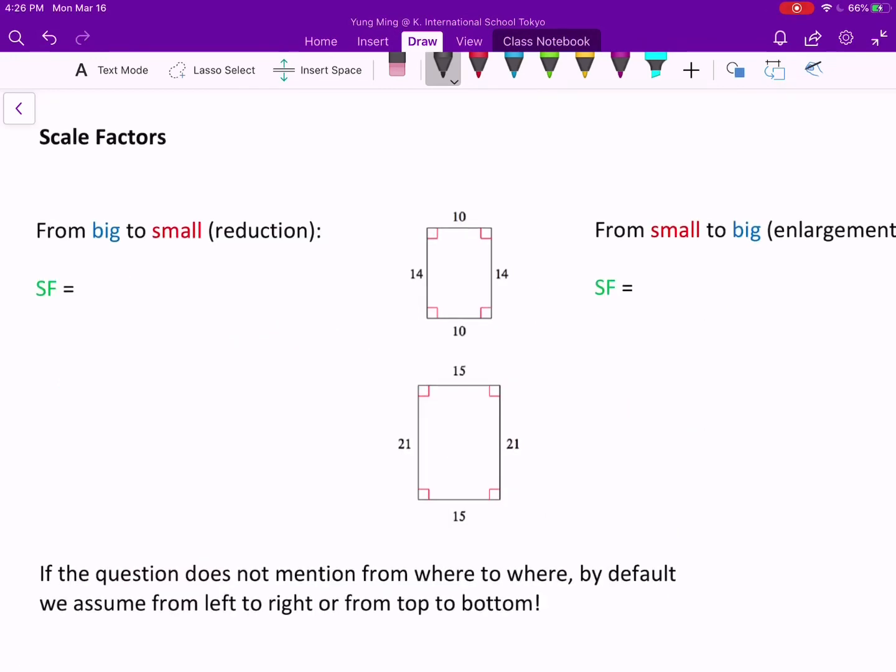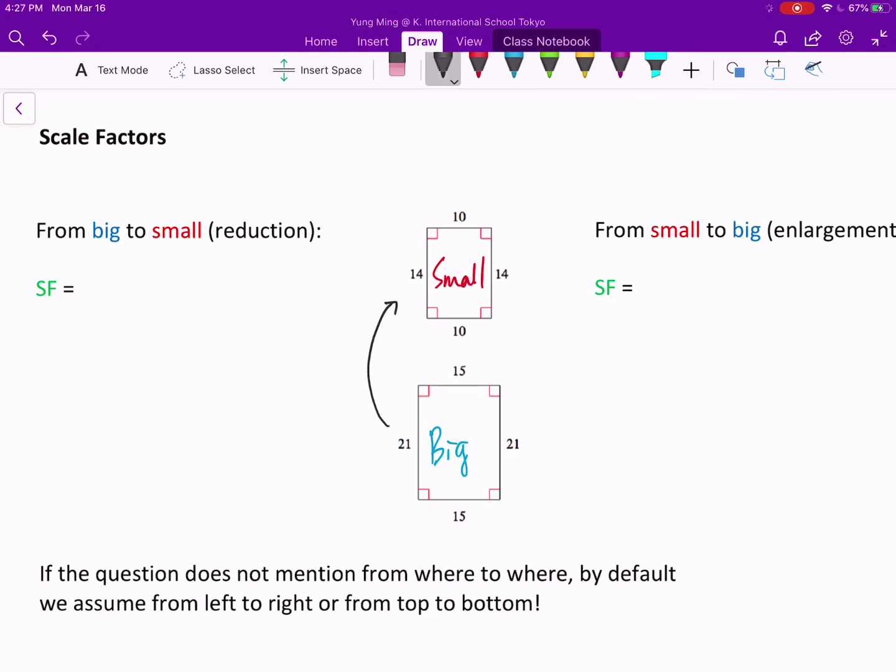Now we're going to talk about this very, very key idea, scale factors. So on the test, or on any questions that you see in the textbook, it will try to be very clear to you where exactly we want to go from and to. In this case, for example, if you are going from the big to small, you're going from here to here. What is the scale factor in this case?